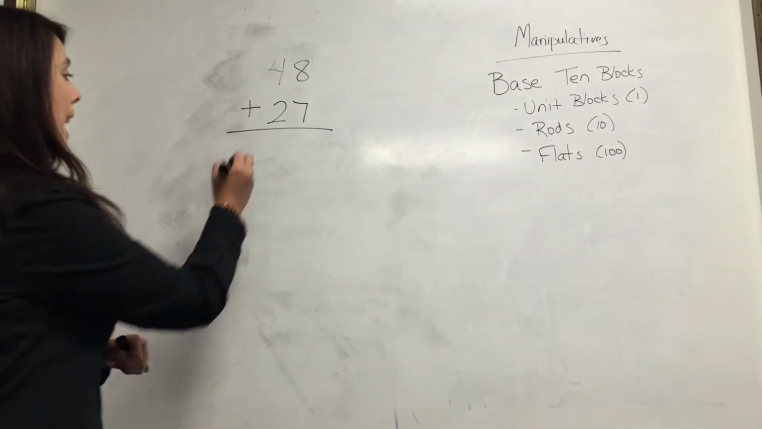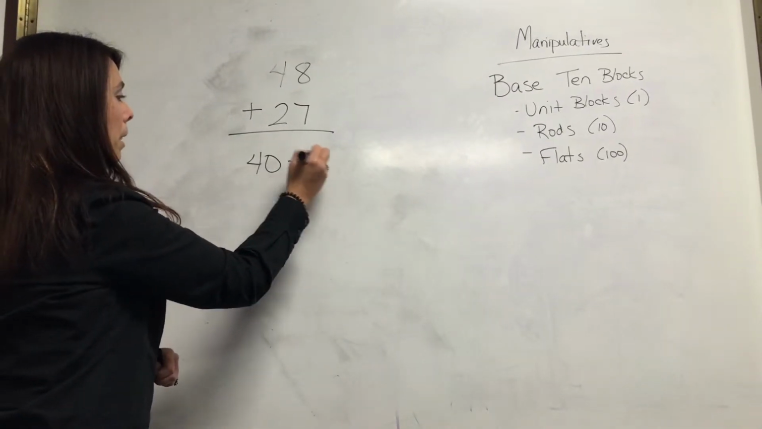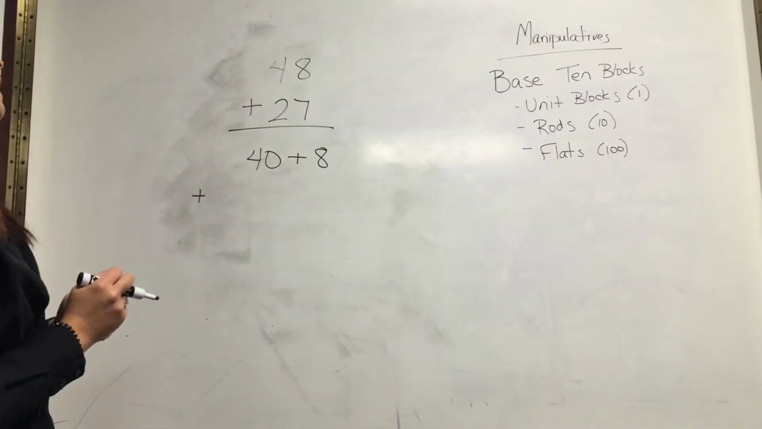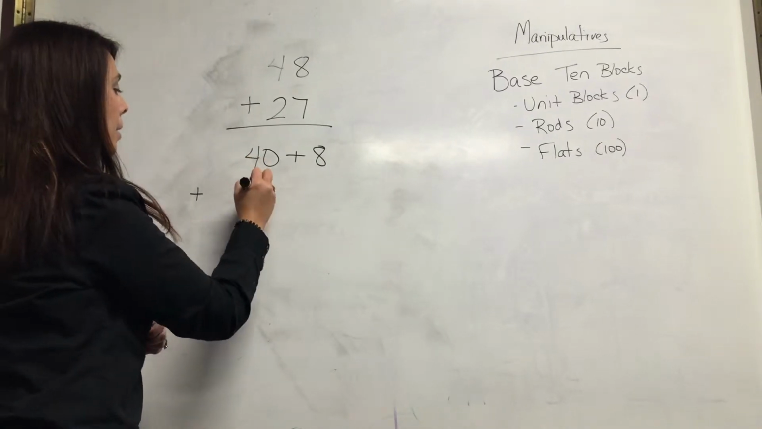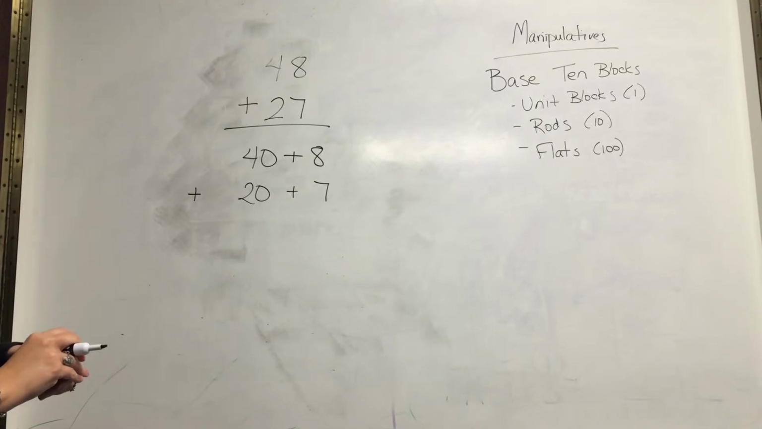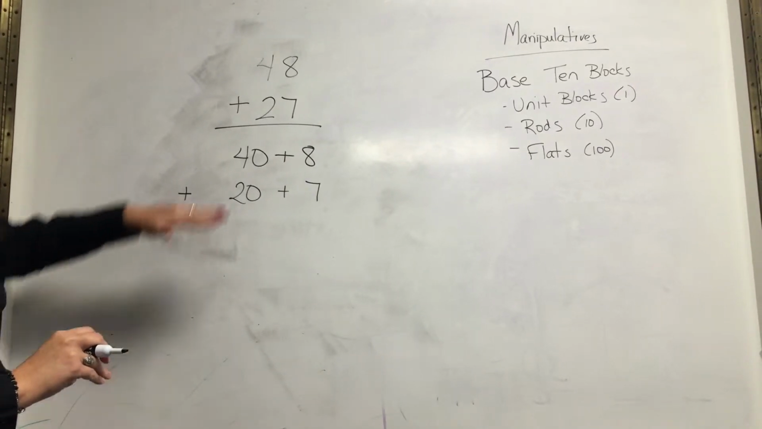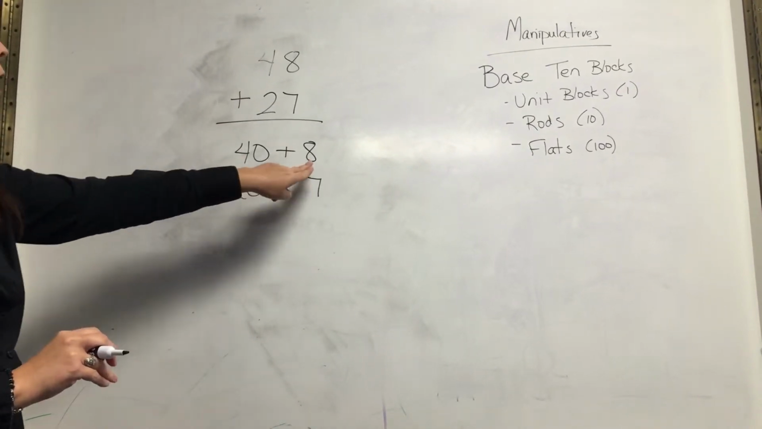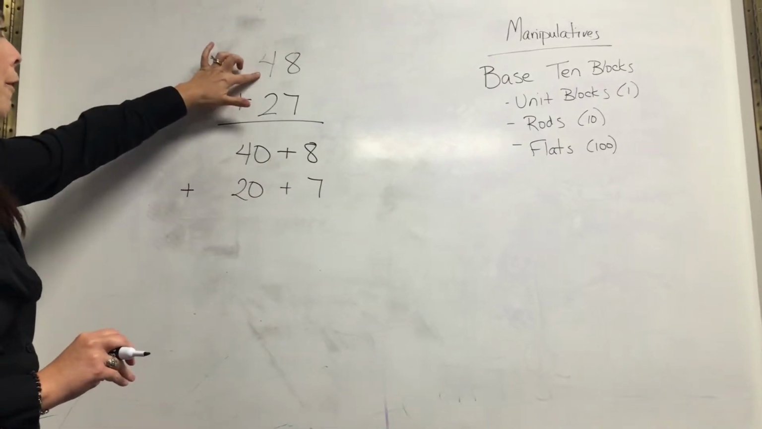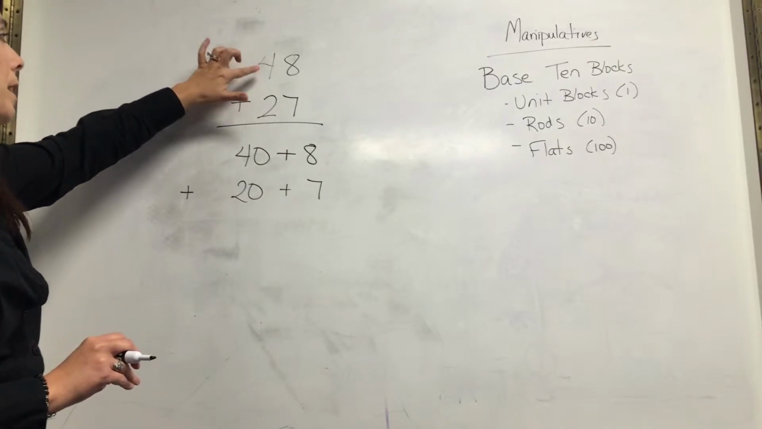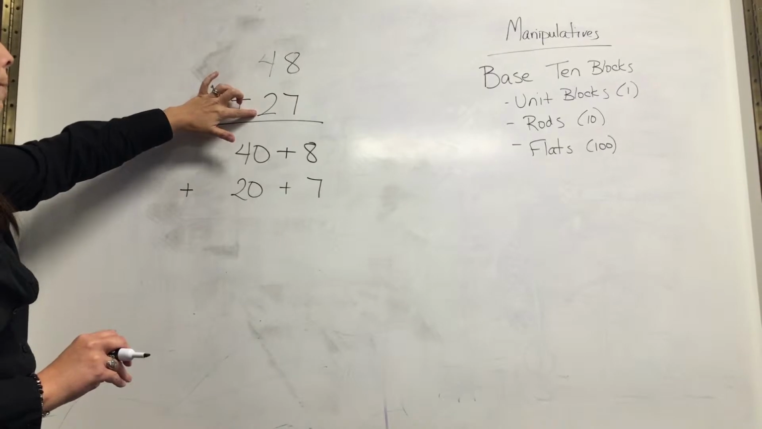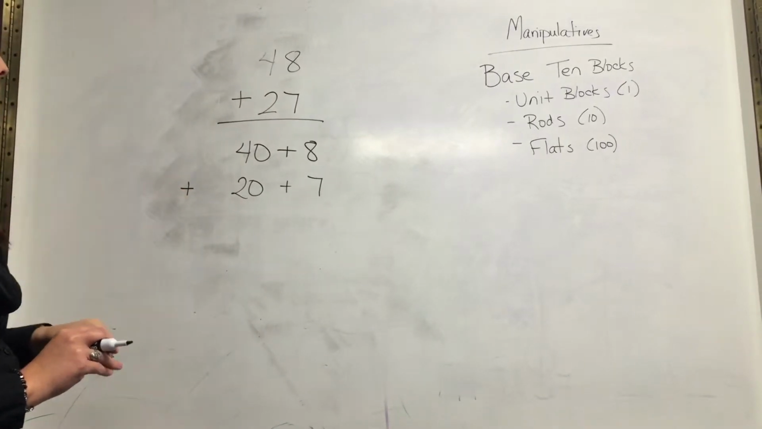So we know that 48 is 40 plus 8. We know that we want to add that to 27, which would be 2 tens, or 20, plus 7 ones. So by doing this, our students are clearly able to see what each number represents, our ones and our tens, but we're able to see that our value of 4 isn't the value of 4, it's 4 tens, which is 40. This 2 does not represent 2, it represents 2 tens, which is 20.